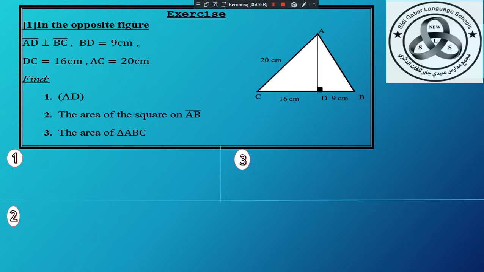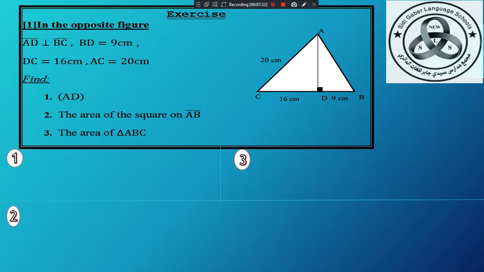Excellent. No, we cannot start with the triangle ABD because this triangle has only one side. So we have to start with the second triangle, which is ADC. Why, Mr.? Because we have two sides, and one side is missing. So we can get AD. AD is the side, or hypotenuse, is the side.